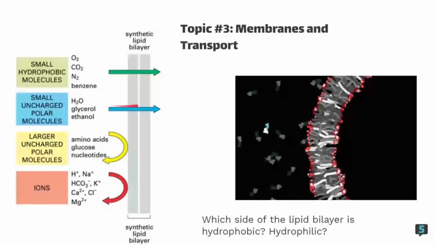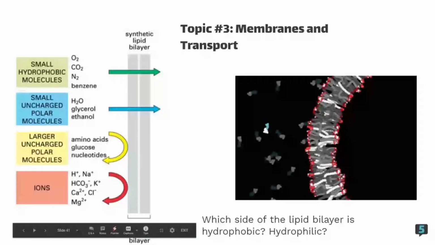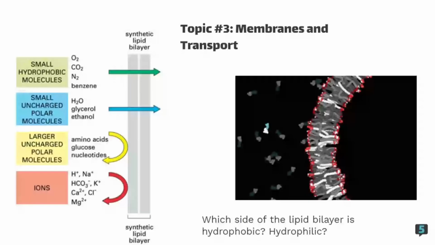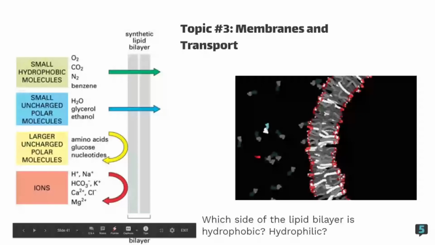Larger polar molecules can't get through. Ions, these are your charged things, they can't get through. So think of it in terms of what you know to be true, in terms of polarity and your lipid bilayer, how we have a hydrophobic center, okay? And also, if you're too large, getting through that will be very difficult. You would need some sort of transport.